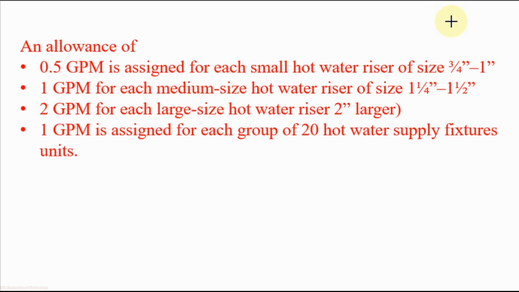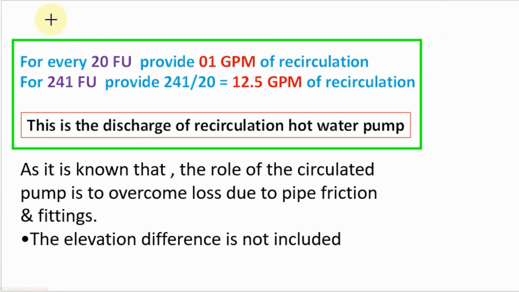For thumb rule we follow these assumptions. Number 1, for each riser of size from 3/4 to 1 inch, we count half GPM for recirculation. Number 2, for each riser of size from 1 1/4 to 1 1/2 inch, we count 1 GPM for hot water recirculation. Number 3, for each riser of size 2 inch and greater, we count 2 GPM for hot water recirculation. Number 4, for each group of 20 hot water supply fixture units, we count 1 GPM for hot water recirculation.